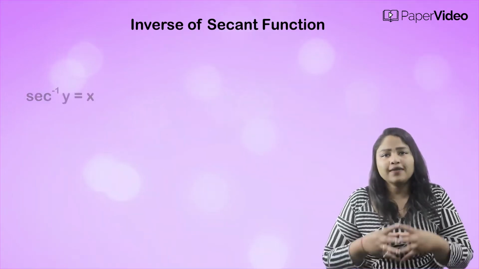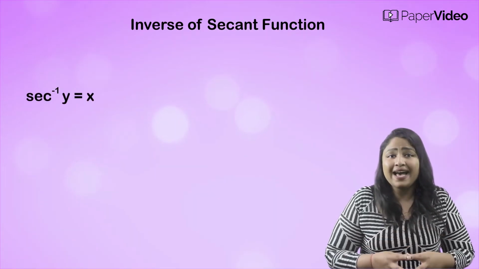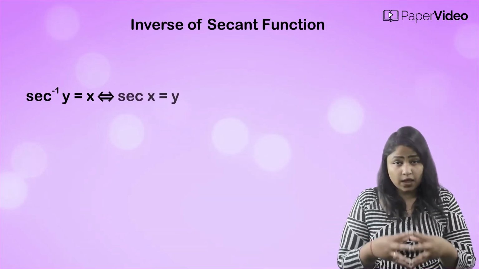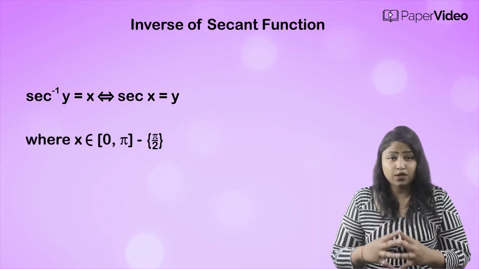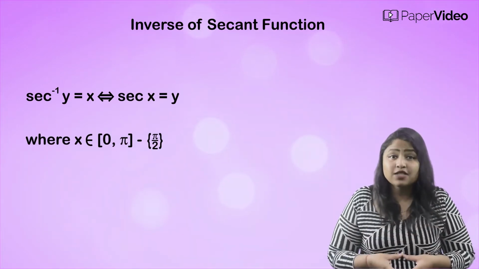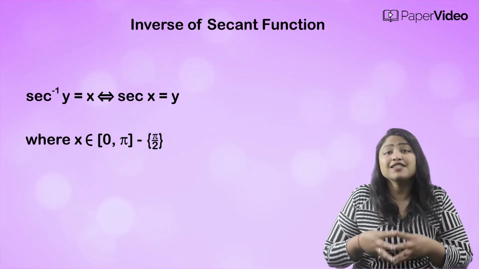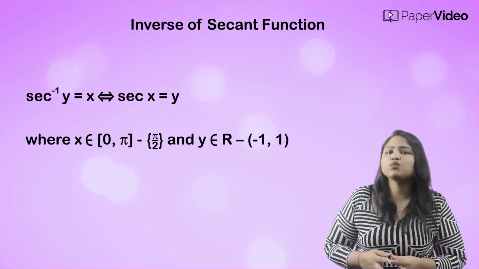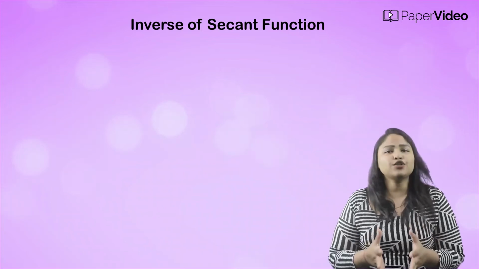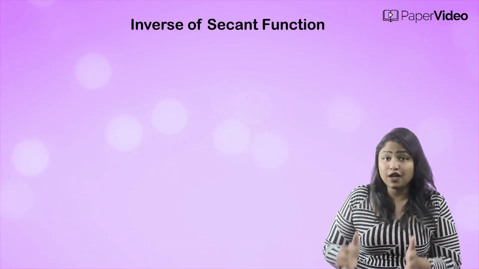Thus, the inverse of the secant function is defined as sec inverse y equals x if and only if sec x equals y, where x belongs to 0 to pi minus pi by 2 and y belongs to R minus open interval minus 1, 1. Let us now try to draw the graph of the secant inverse function.